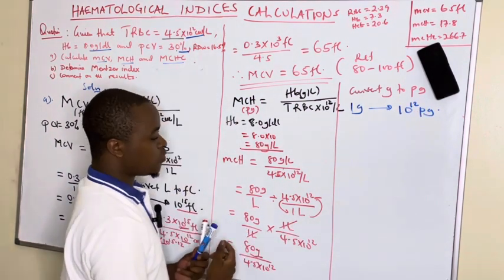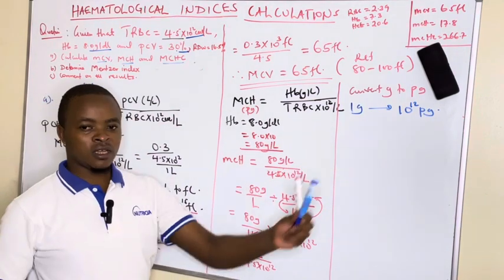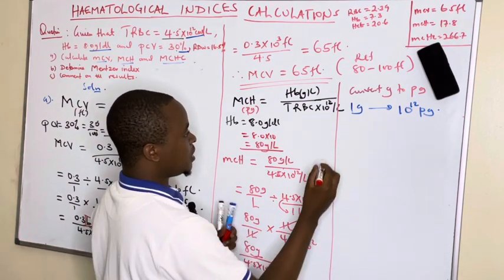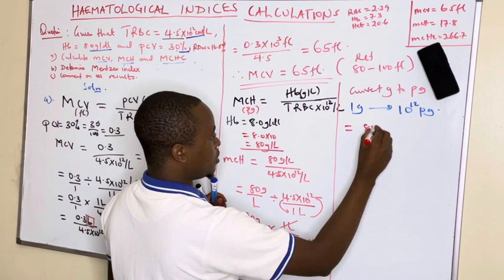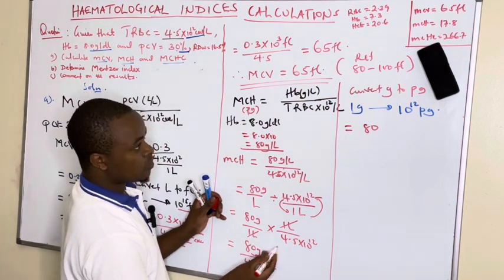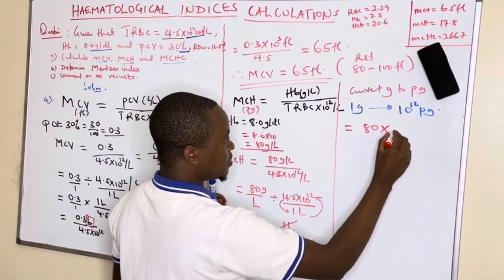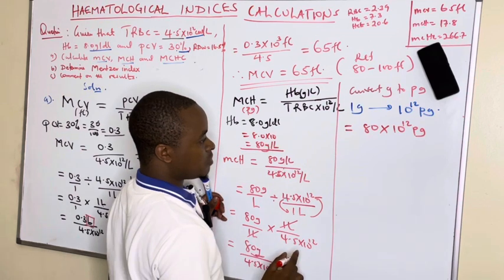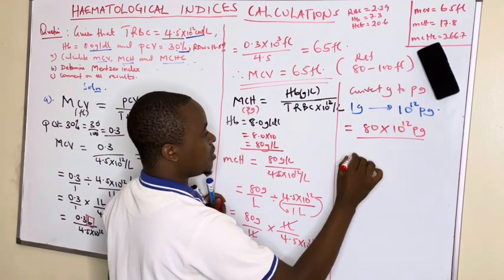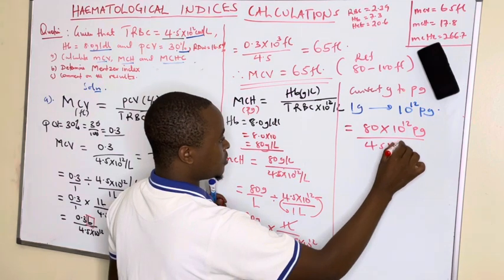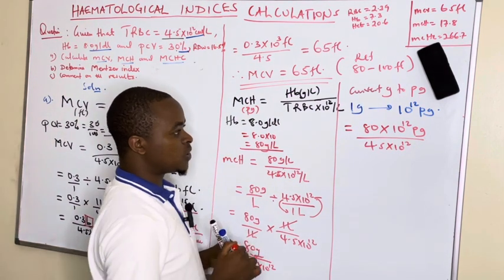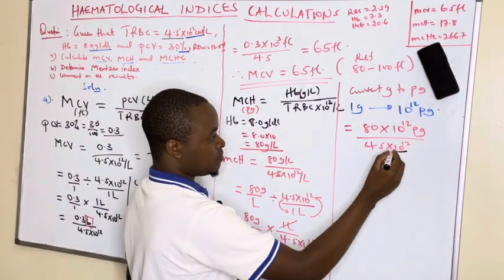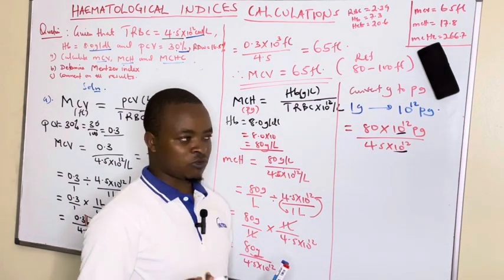And after knowing that, where there is a gram, I'm going to replace it with 10 power 12 picograms. So we're going to get our MCH equaling 80 times 10 power 12 picograms, because we know 1 gram is the same as 10 power 12 picograms. Then we divide by 4.5 times 10 power 12. From this step, that's when we shall apply the rules of indices, that whenever you have bases that are the same and you're dividing, you subtract the powers.